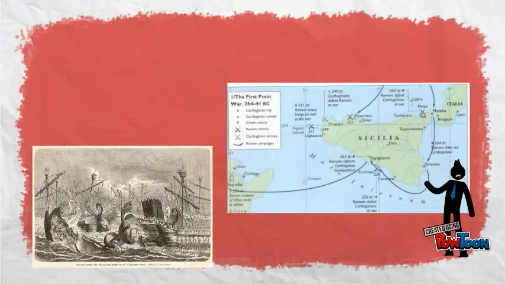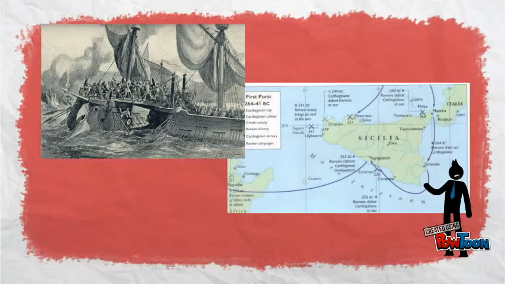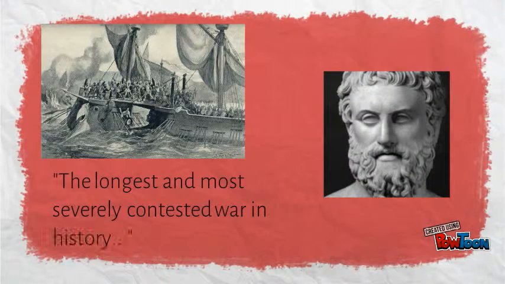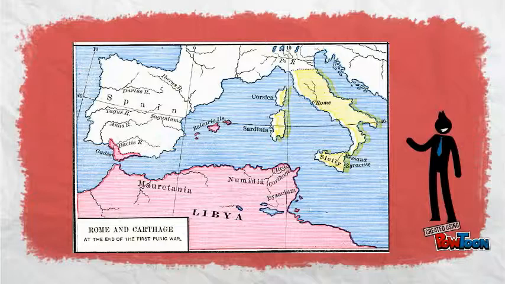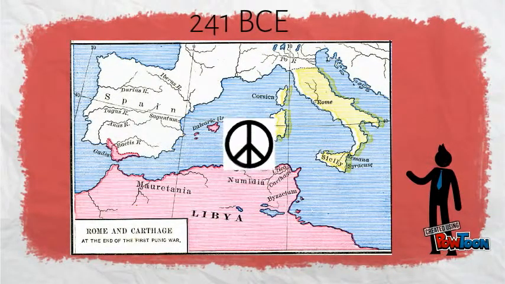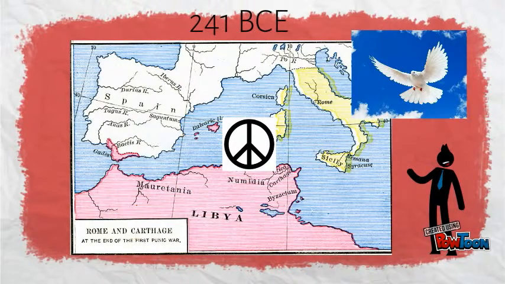Carthage dominated these early naval battles, but soon found their naval superiority surpassed by a Roman fleet that produced 100 ships in just two months. Polybius, a Greek historian, called it the longest and most severely contested war in history. The First Punic War ended with Carthage suing for peace in 241 BC, and in 23 years peace fell over the Mediterranean area. Yeah, no.